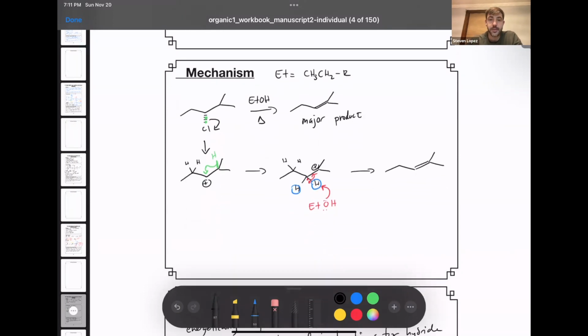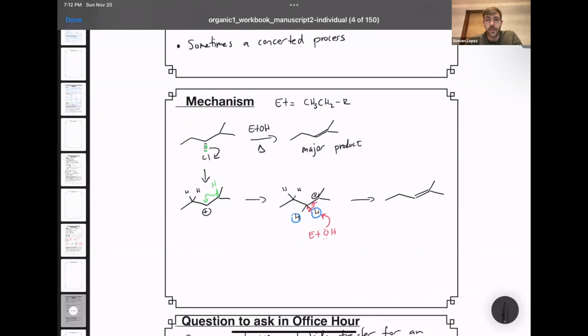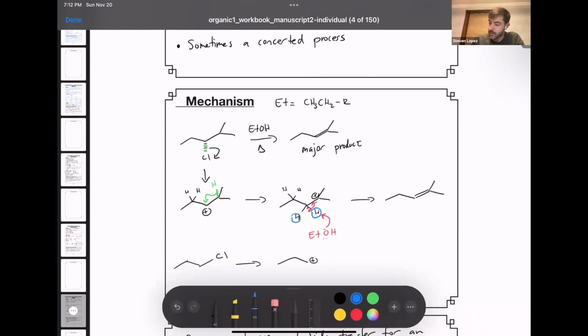Now, there are sometimes concerted reactions. Those almost always involve the generation of primary carbocations. So if we started with this substrate, the first step of an E1 reaction is always that the leaving group leaves. Now, if this one tries to leave, you'll end up with a primary carbocation, which, as we've talked about before, is extremely high in energy and is not correct to draw.